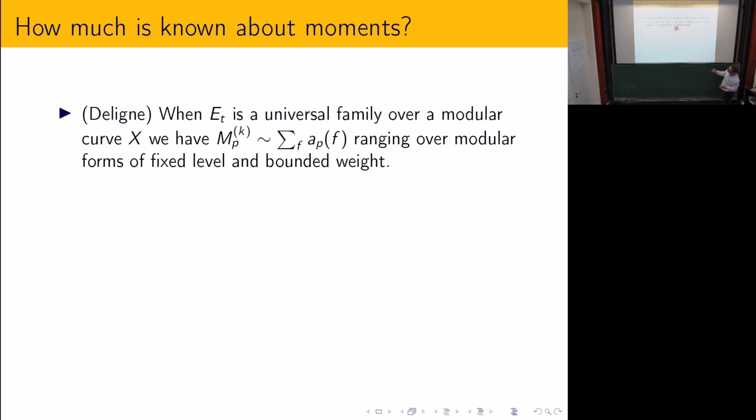And of course, the level is fixed, but the weight is bounded. It's essentially bounded by this integer k, but it can be smaller. So that's what I said, that these sums are mixed motivic, so they are mixing up motives of different weights, which makes it a little bit complicated to study in general.